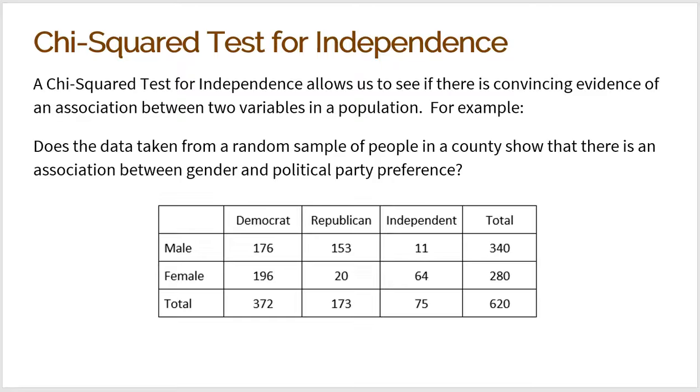Just because they're a little bit off might not mean a whole lot, but are they so far off that we could say, whoa, a lot more males are Republicans or a lot more females are Democrats? And again, we need a chi-squared test to make that decision.